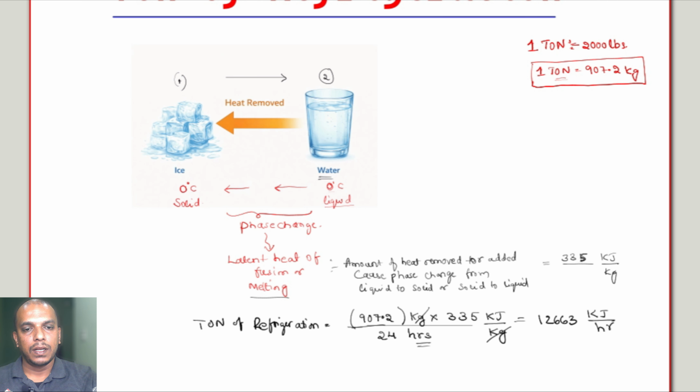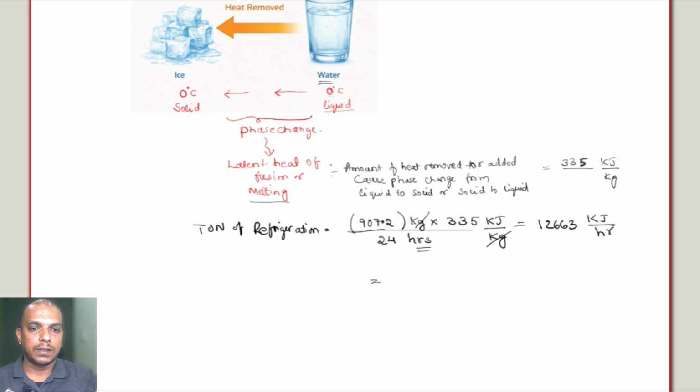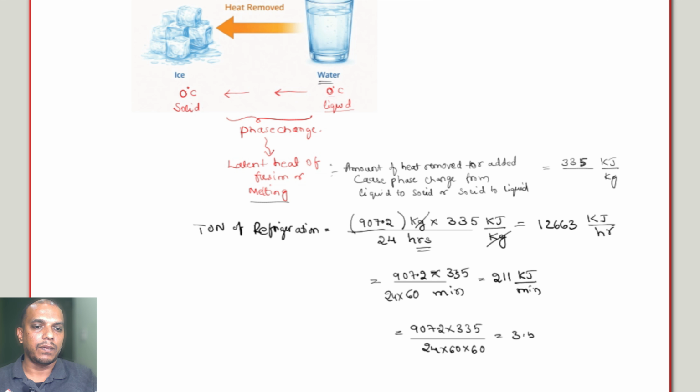That is 12,663 kilojoule per hour. To convert this into kilowatt, all you have to do is multiply the hours by 60, which gives minutes. So, if you want to convert this into kilojoule per minute, we can also do that. 907.2 into 335 divided by 24 into 60 into 60, which gives us 3.51 kilowatt or 3.5 kilowatt.